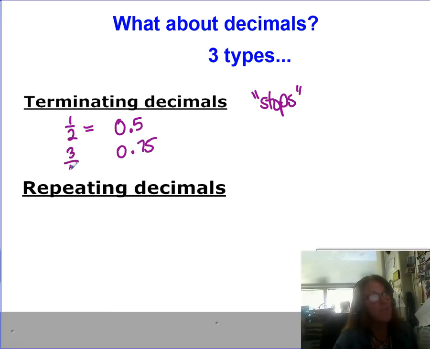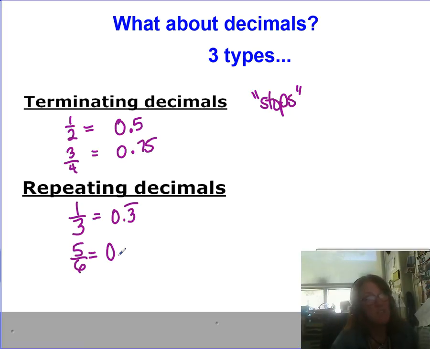Either I have a fraction that terminates, like these nice ones here, or it's a repeating decimal, like, let's try 1/3. Do you remember what 1/3 looks like as a decimal? 0.33333. It never stops, never ends. There you go. Something like 5/6 looks like 0.83, and the 3's repeat. Eventually you get to a point where something repeats.